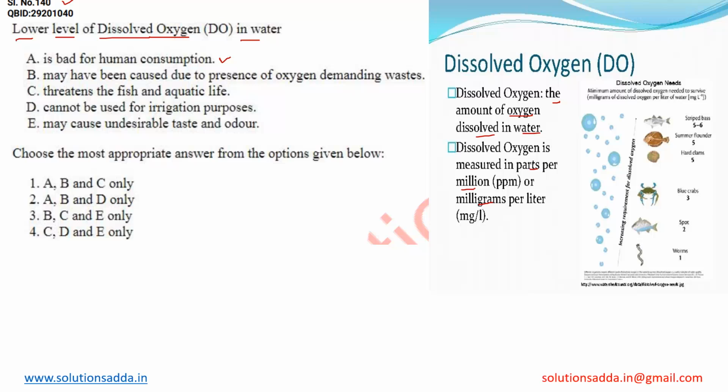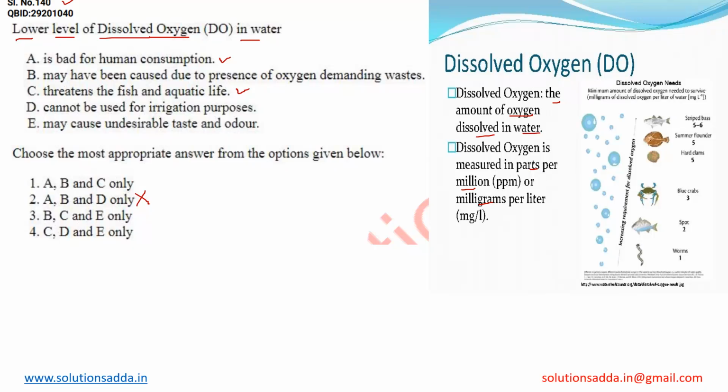We all know that fishes can breathe from the water itself. They can breathe the oxygen which is dissolved in the water. So the option given in C, which says threatens the fish and aquatic life, of course will be one of the effects when there is a lower level of dissolved oxygen in the water. It will threaten the fishes because they will not be able to breathe properly under the water. Option C is contained in options 1, 3 and 4. Option 2 we can directly eliminate by this.